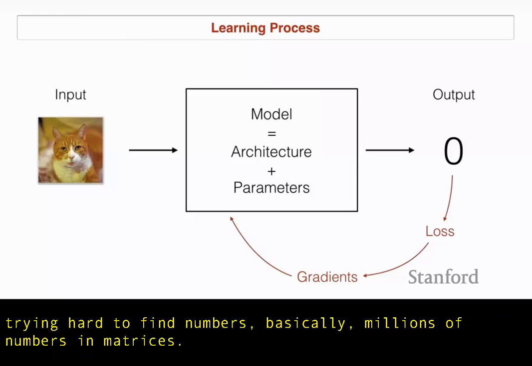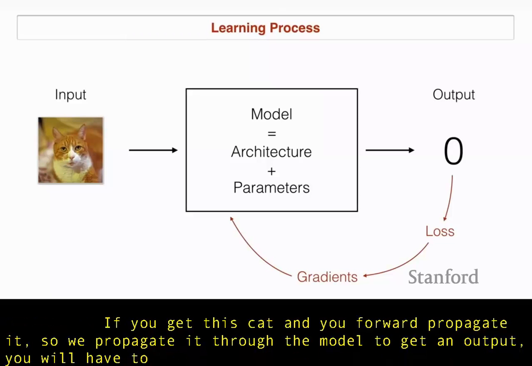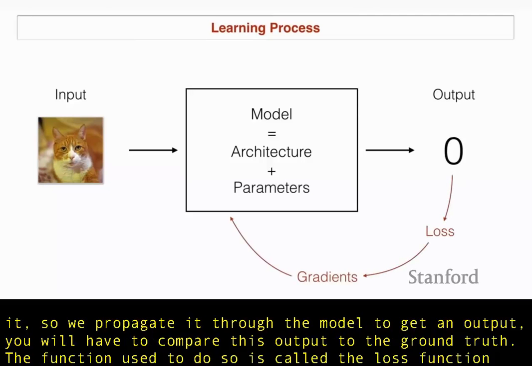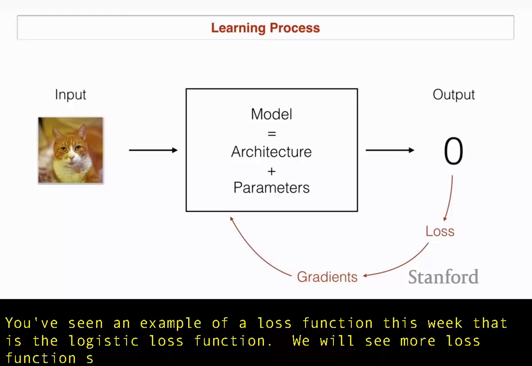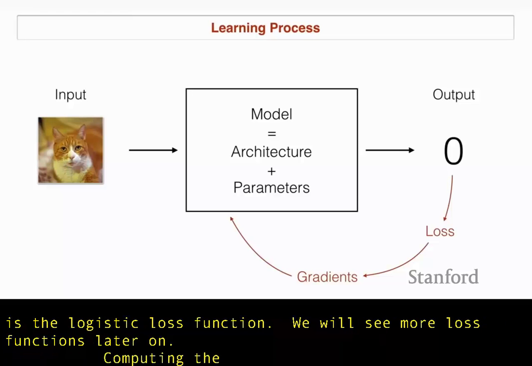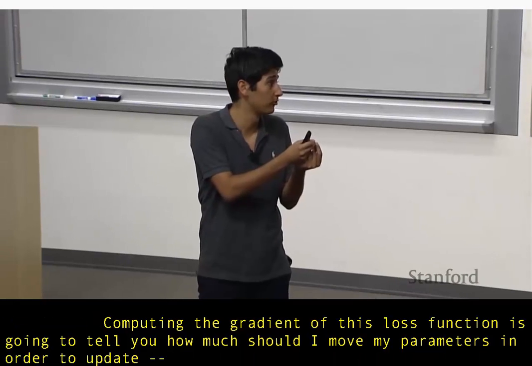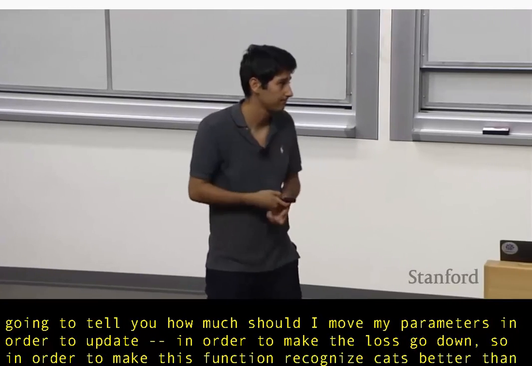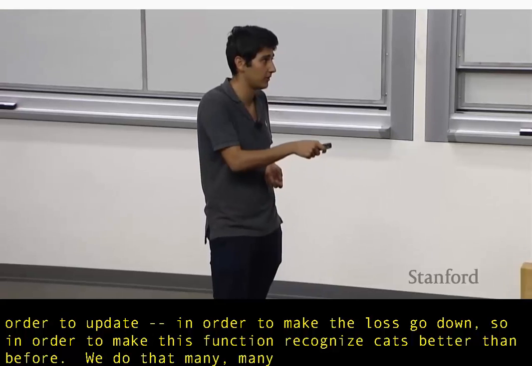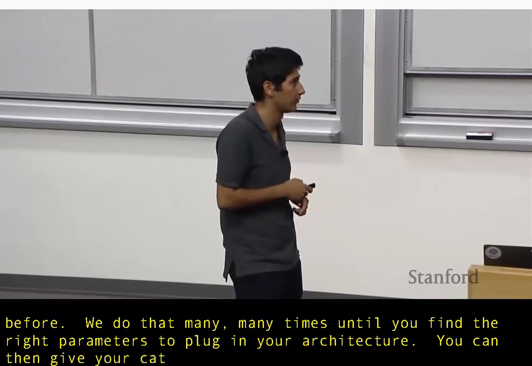If you give this cat and you forward propagate it, so you propagate it through the model to get an output, you will have to compare this output to the ground truth. The function used to do so is called the loss function. You've seen an example of a loss function this week, that is the logistic loss function. We will see more loss functions later on. Computing the gradient of this loss function is going to tell you how much you should move your parameters in order to update, in order to make the loss go down. So in order to make this function recognize cats better than before. You do that many, many times until you find the right parameters to plug in your architecture. You can then give your cat and get an output.